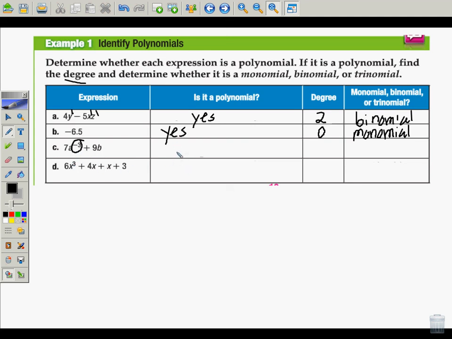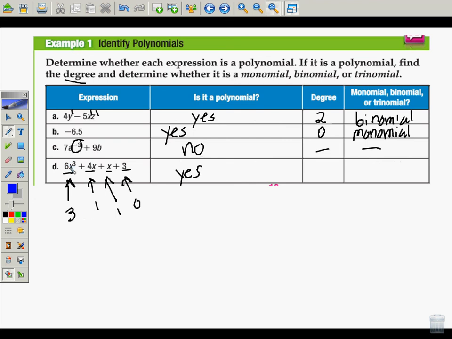Then this last one, we have 6x cubed plus 4x plus x plus 3. Each of these individual terms is a monomial. Each of these individual terms has a variable raised to a positive exponent. So they are all monomials, which means when we add them all together, they will be a polynomial. To find the degree, I find the term with the highest degree. First term has a degree of 3. Second term, degree of 1. Third term, degree of 1. Fourth term, degree of 0. Obviously, the highest degree is the first one, 3.